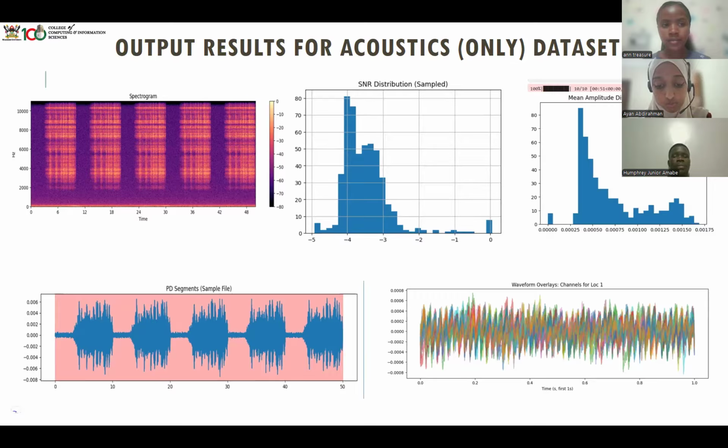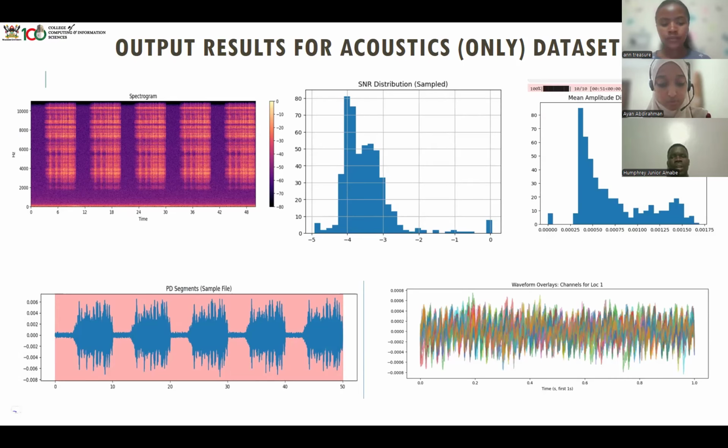And then the visualization down below is just a sample PD segment. We know that each of our audio files is 50 seconds long. Here we're trying to show that when you segment one file, as you can see, the background color is kind of red.